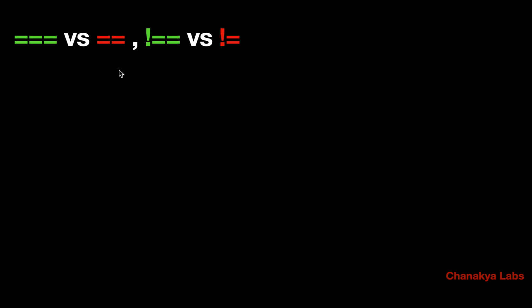Now we have seen earlier something called triple equal to. There is also something called double equal to, but we said that we will not use that. But for now, we will just understand what the difference between them is, and after that we will forget about double equal to. So I am just highlighting the difference, and then you have to always use triple equal to and exclamation mark double equal to, rather than double equal to and exclamation mark equal to.